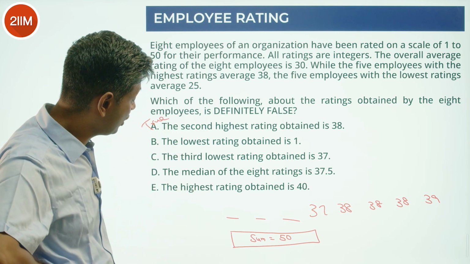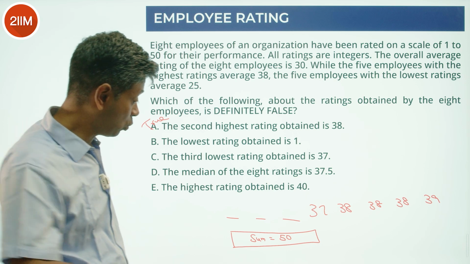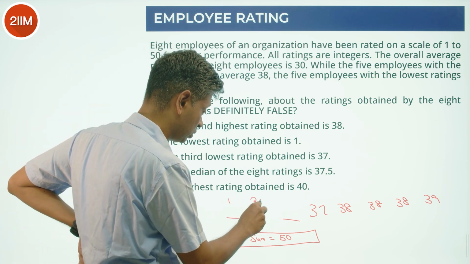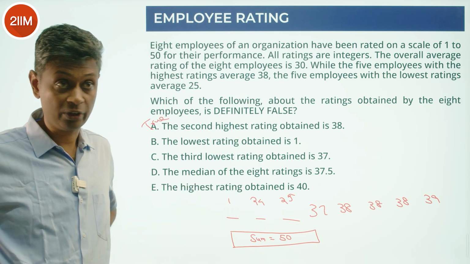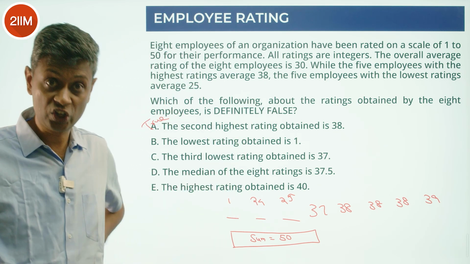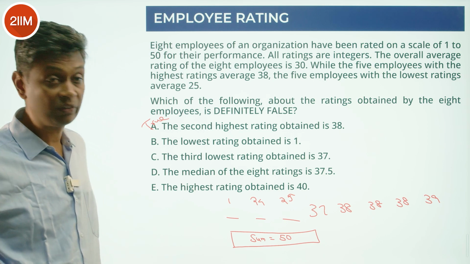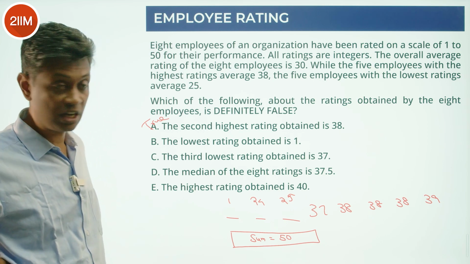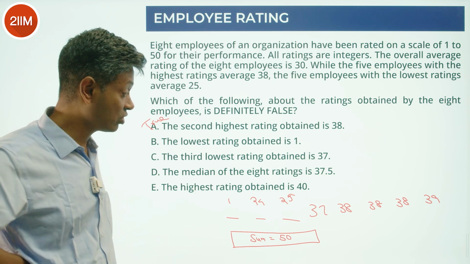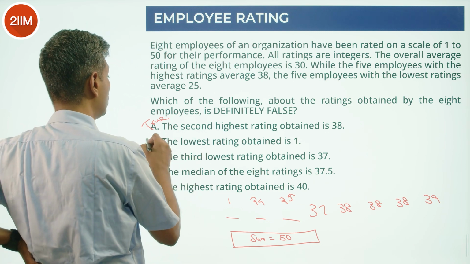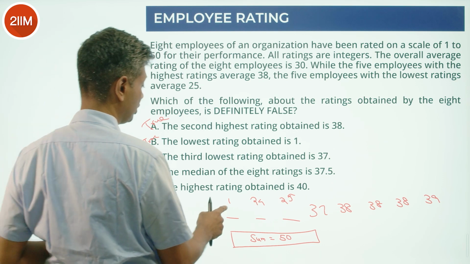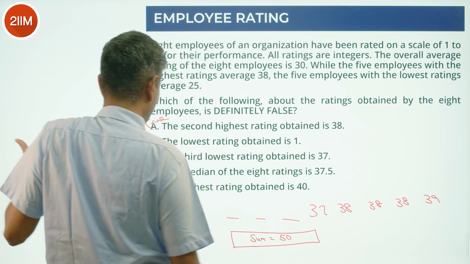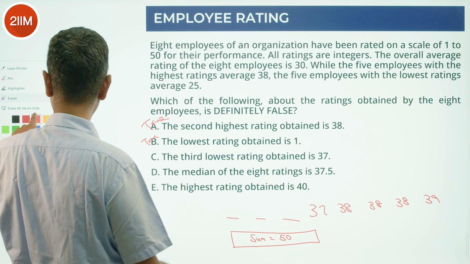The lowest rating obtained is 1. Is that possible? I can put a 1 here, and 24, 25 in this combo. All my conditions will be satisfied. Overall average 30, yes. Small five average 25, yes. Big five average 38, yes. All numbers integers, yes. Possible. This could be true. I'm not saying it is true. It is not saying it has to be 1. It could be 1. I'm looking for definitely false.